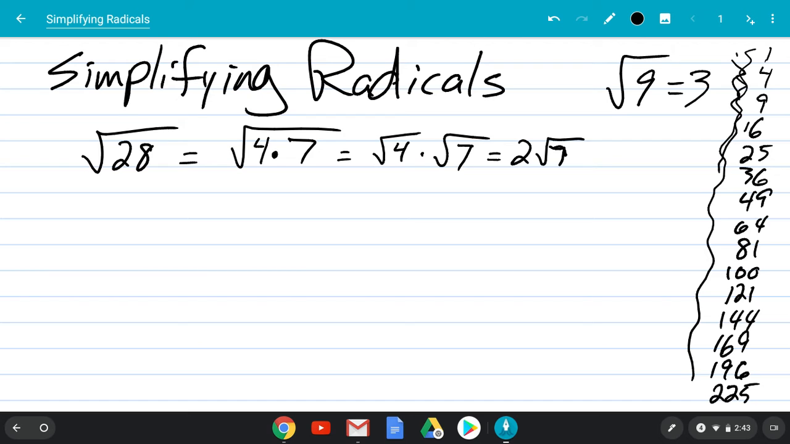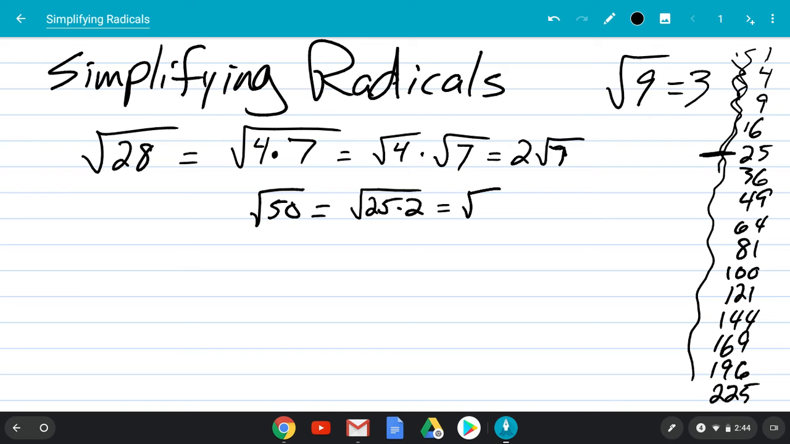Let's try another one. Let's say I have the square root of 50. Well, what perfect square? And sometimes there's more than one perfect square that'll go into it, so you want to make sure you always take the largest one. So what's the largest perfect square that goes into 50? Well, it's right there, 25. So I could rewrite this as the square root of 25 times 2, right? Because 25 times 2 is 50.